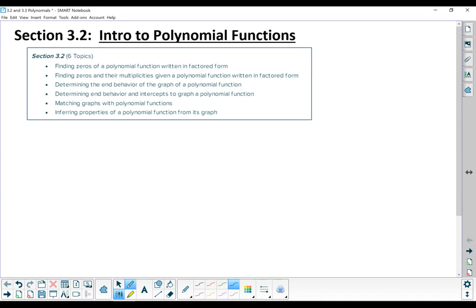Hi, this is section 3.2, talking about polynomial functions. Today we've got 6 topics.